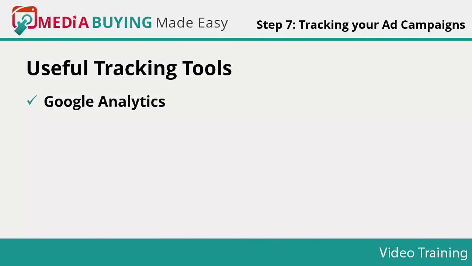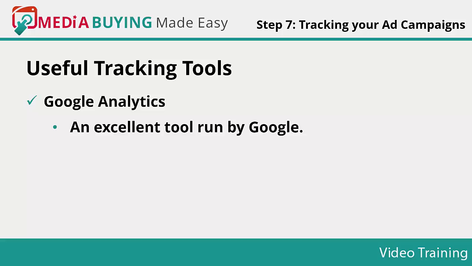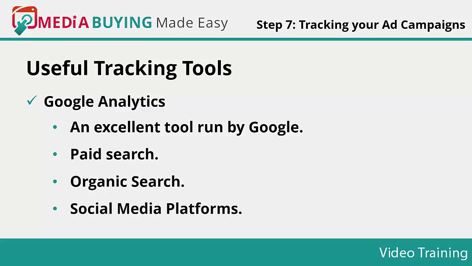Useful tracking tools. Google Analytics. An excellent tool run by Google. The tool allows users to grab vital information concerning their website visitors. The tool allows you to track statistics including traffic sources such as paid search, organic search, and social media platforms. The tool gives you data about the viewed pages, the time spent on the site, the exit page, and let's not forget the demographic information. Understanding the ways your web visitors interact with your website is a critical aspect of the successful development of new ad campaigns.